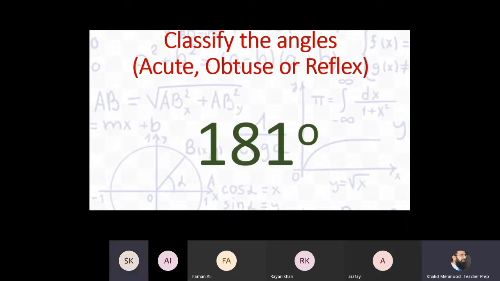Now, what about 181 degree? Is it acute, obtuse, or reflex? Reflex. And that's all.